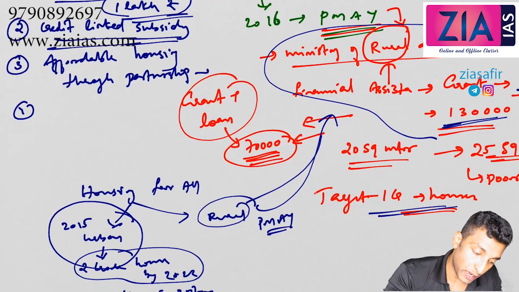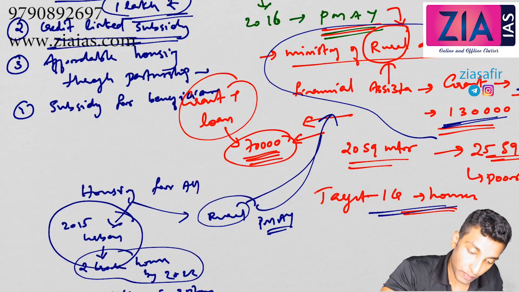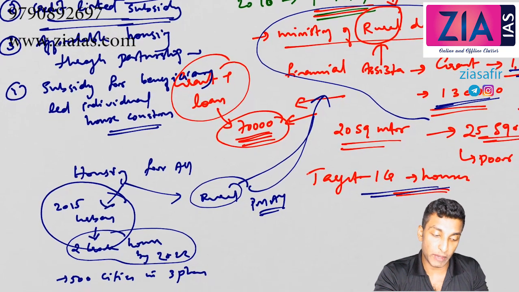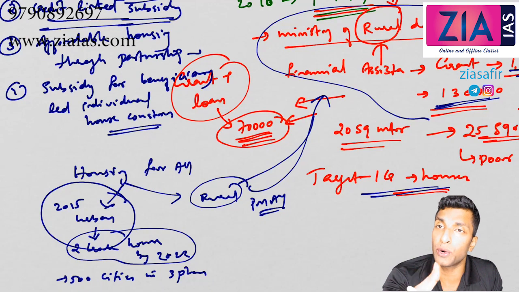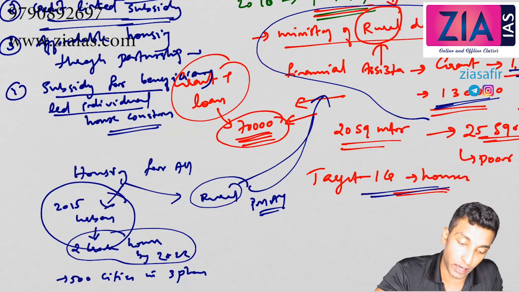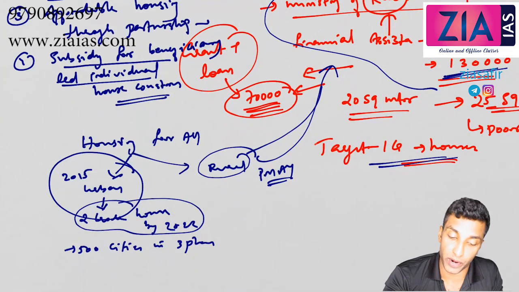Fourth, subsidy for beneficiary led individual house construction. Basically a subsidized loan will be given for an already existing house if you need to construct some extra rooms, etc. So that is also part of this, subsidy for beneficiary led individual house construction. So these are the 4 technology submissions which come under the urban component of housing for all.